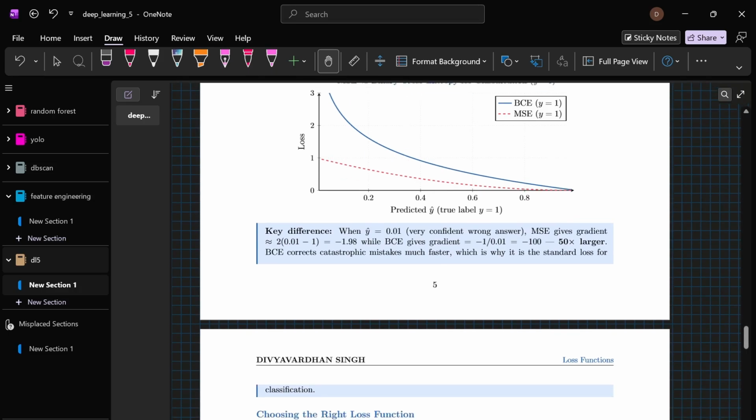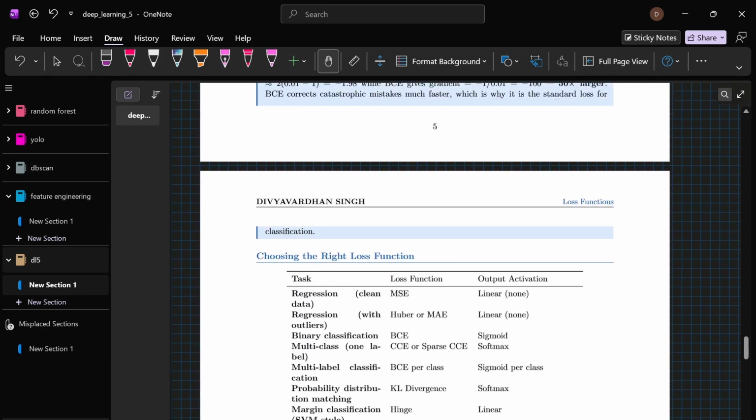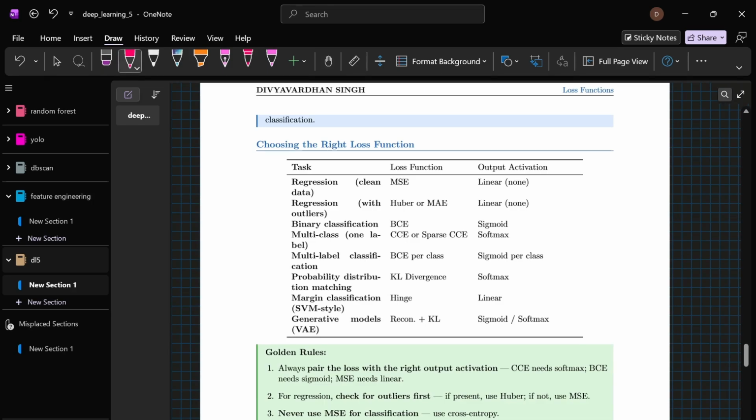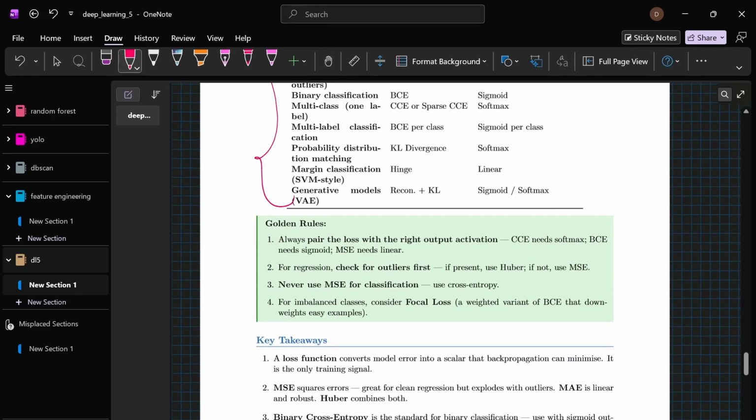Okay, now moving towards section 3, choosing the right loss function. So here's the complete game about it. We have some golden rules for how you can choose, and just burn these into your memory. Rule number 1, always pair the loss function with the right output activation function. CCE needs softmax, BCE needs sigmoid, MSE needs a linear output. Mixing them up is a common mistake for beginners.